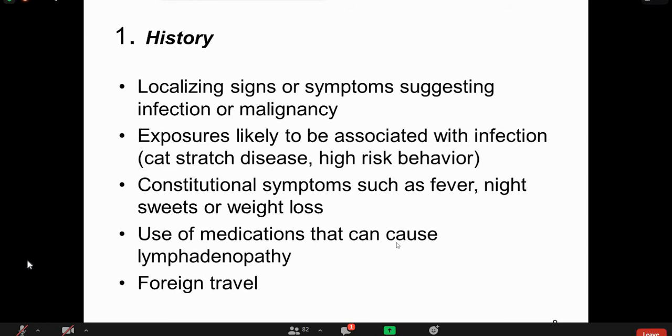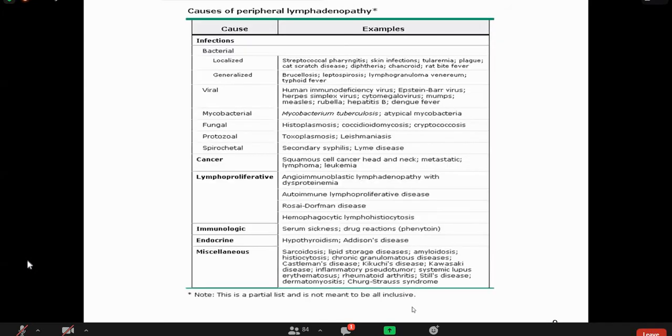Use of medications that can cause lymphadenopathy. It is very interesting to note that there are certain medications which cause lymph node enlargement, and ideally speaking, one being a physician should advise and counsel the patient regarding lymph node enlargement while using a particular medication. And then foreign travel. The history of travel is really very important because there are some diseases, endemic in certain areas, which can lead to eventual lymph node enlargement. And one should be counseled about that as well.